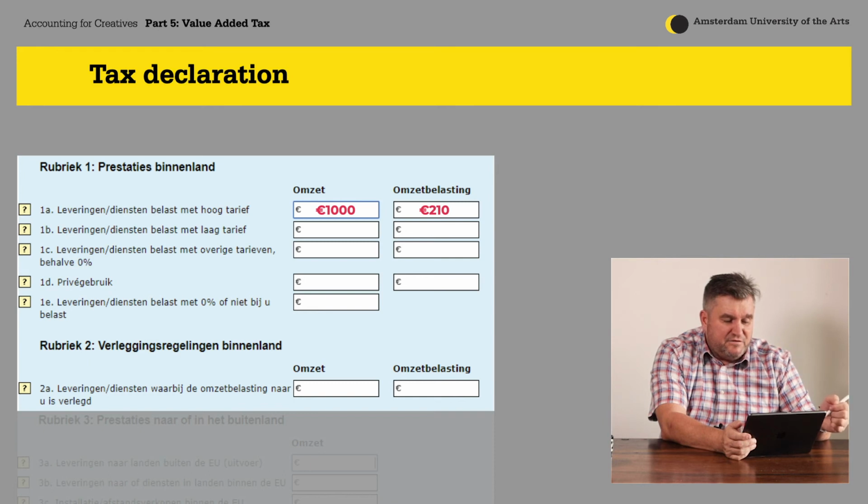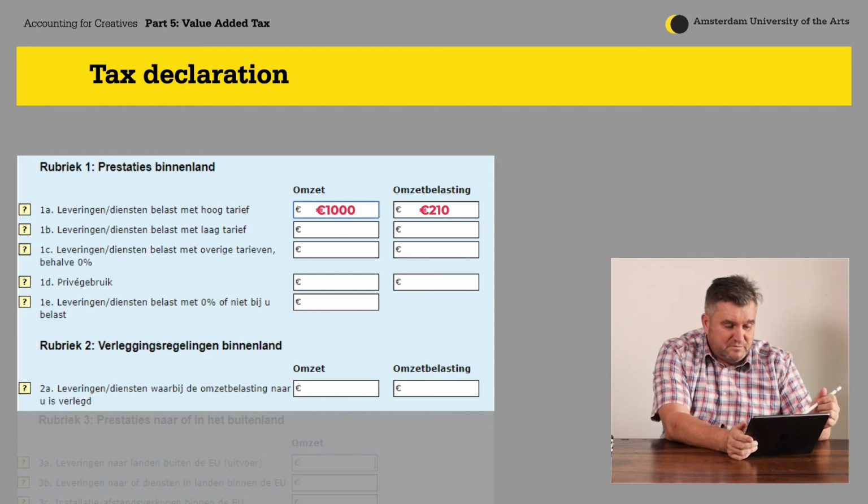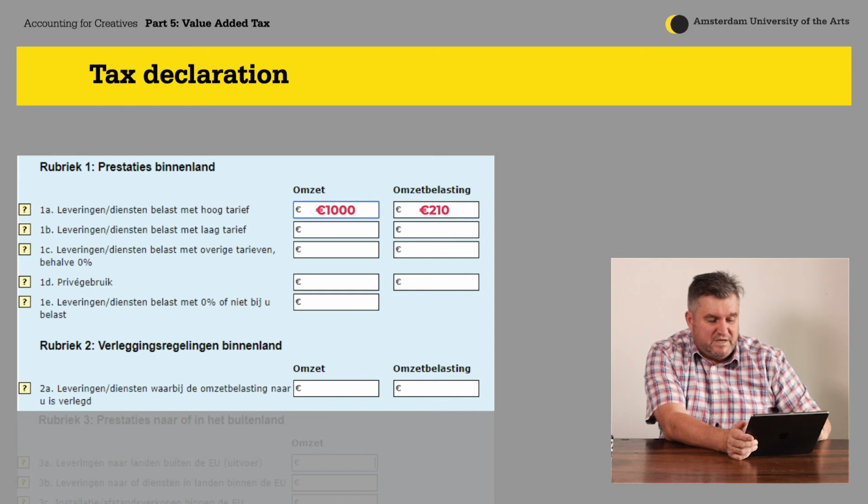And the first column, like 1A, is your normal turnover with high VAT percentages, so the 21%. In this case, the 1,000 euros from the invoice John sent to his customer, and the 210 euros for the amount of VAT that needs to be paid. If you also have low rate VAT, you fill in the 1B line, and you also have some amounts there. In this case, we don't. The rest is not used very much for freelancers, so I just skip them. If you need it, you have to dive into it and see what they are for.